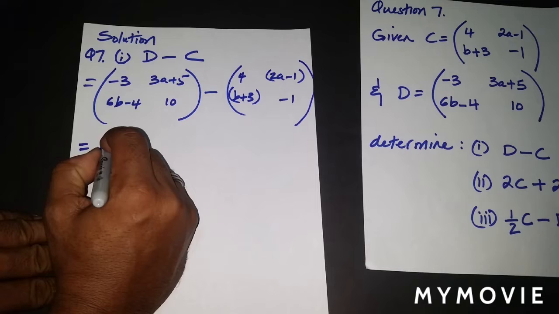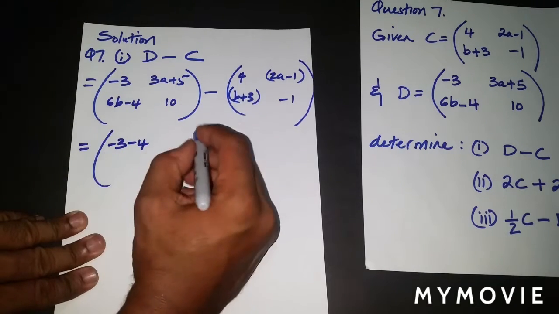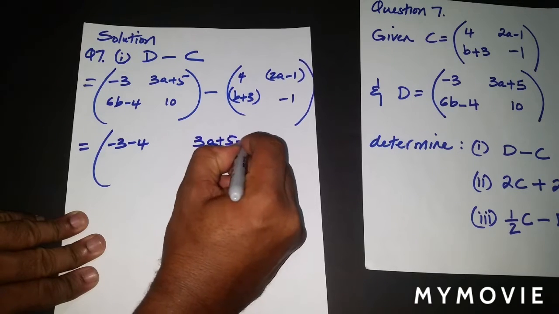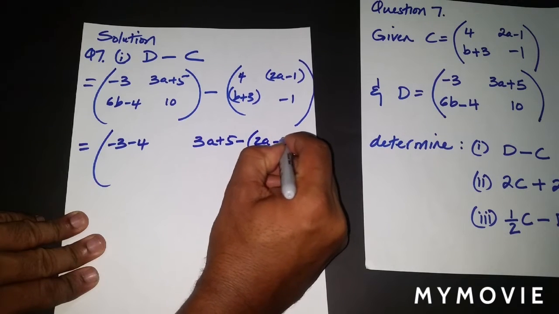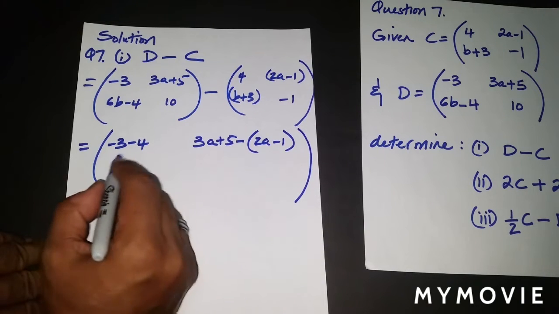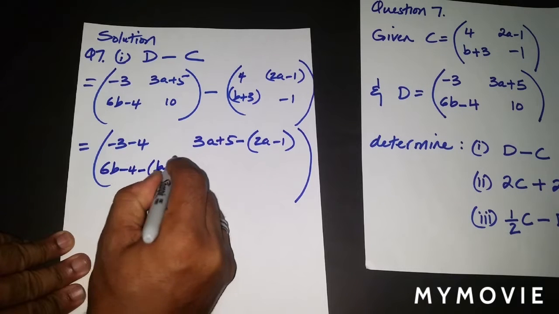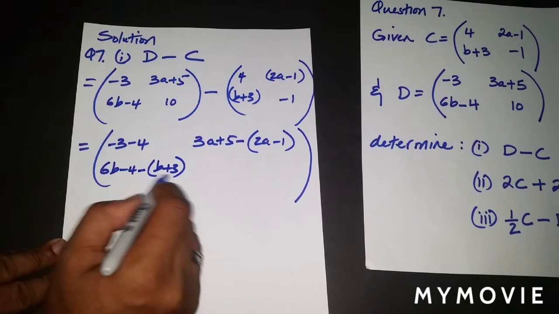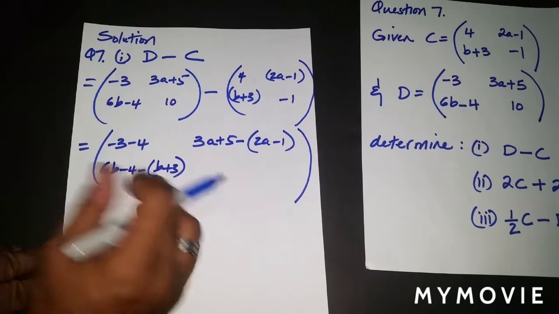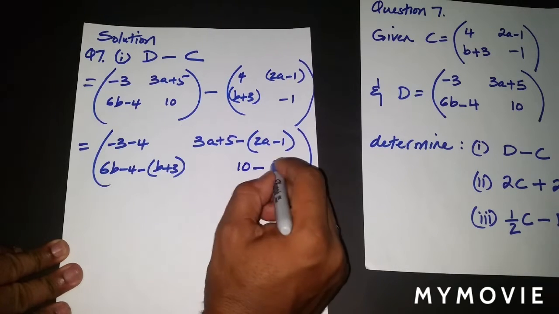So it would be subtracting corresponding elements: minus 4 minus 3, minus 4, and 3a plus 5 minus, open bracket, 2a minus 1. If you don't have this step, then straight off the bat you're wrong. Alright, so 6b minus 4 minus, open bracket, b plus 3. This is a compulsory step that you have to have. If the brackets are missing, you're incorrect. And then finally 10 minus negative 1.